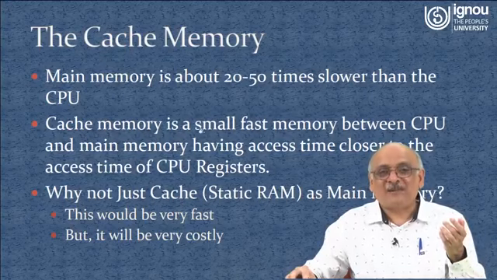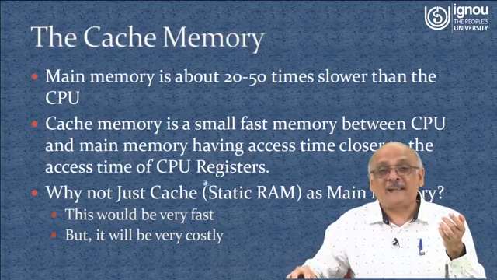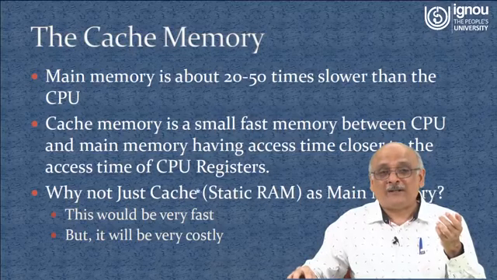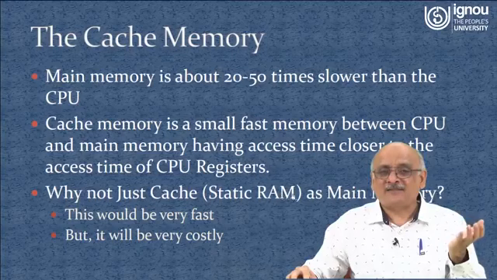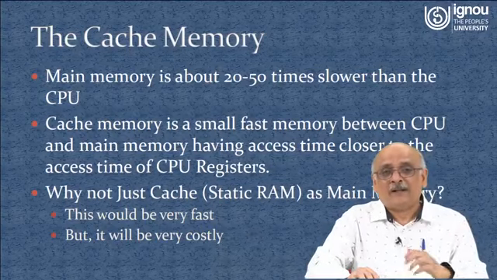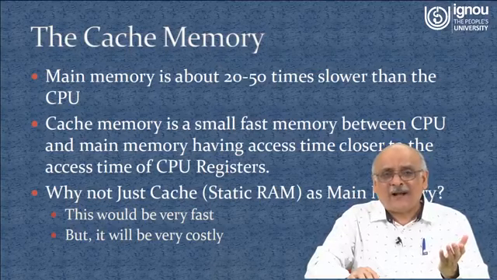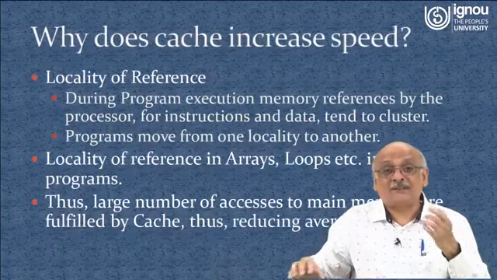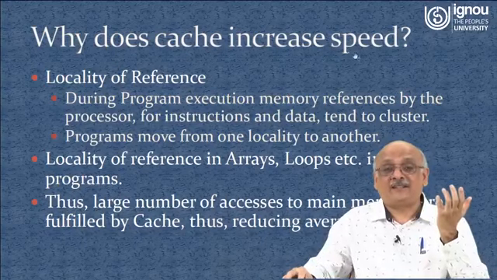So cache memory is a small fast memory between CPU and main memory, having access time closer to the access time of CPU registers. So we bring in a fast memory in between the two. Why not just use static RAM as main memory? Well, this would be very fast, but it would be very costly, as we had already stated. Fine, we can have a cache memory, but will it work? That's the question. Why does the cache increase speed?